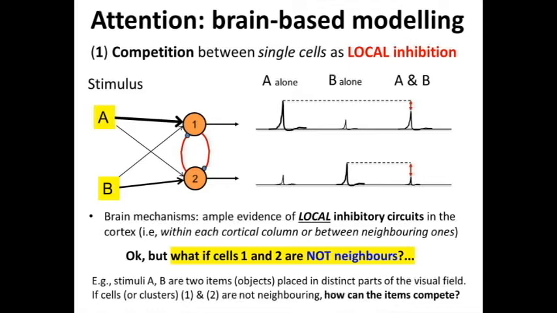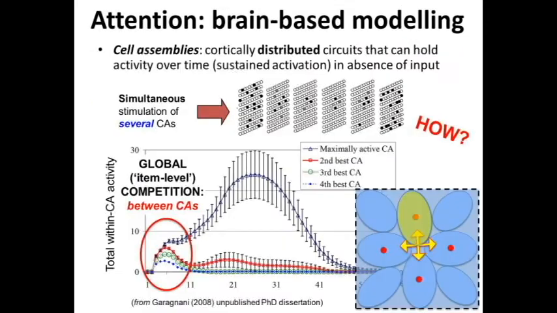So when we stimulate these at the same time, what happens? Well, we can see the simulation results as a function of time on the x-axis there, and the total per assembly activity on the y-axis. With 4 different circuits being stimulated, we can rank these fairly easily and establish which was the most active, the second most active, and so on. And we can see that the activity evolves with time.